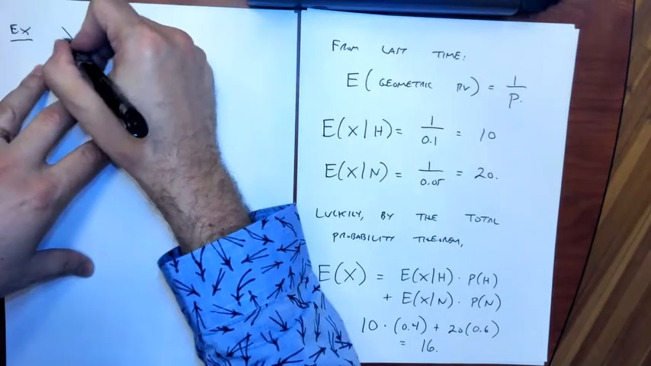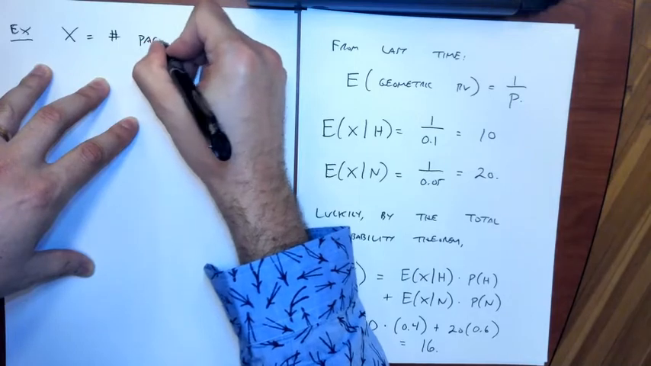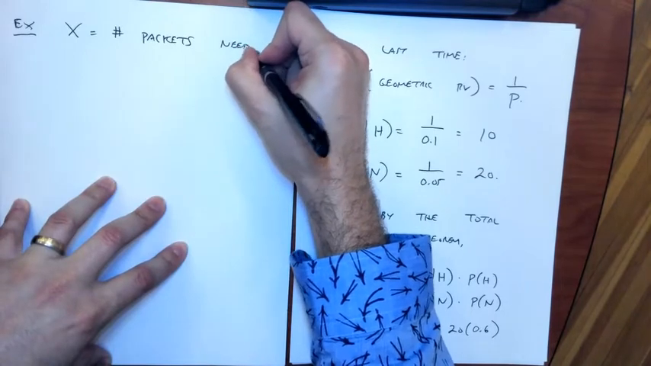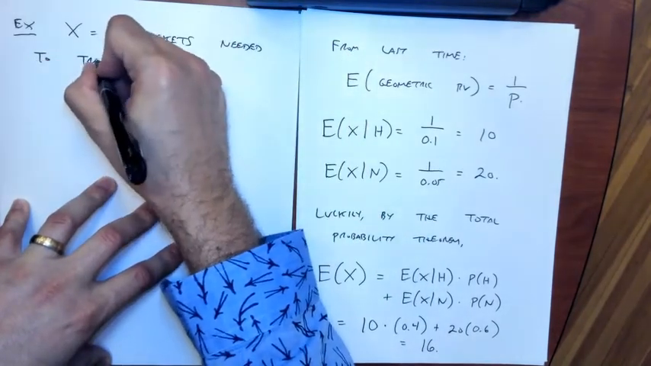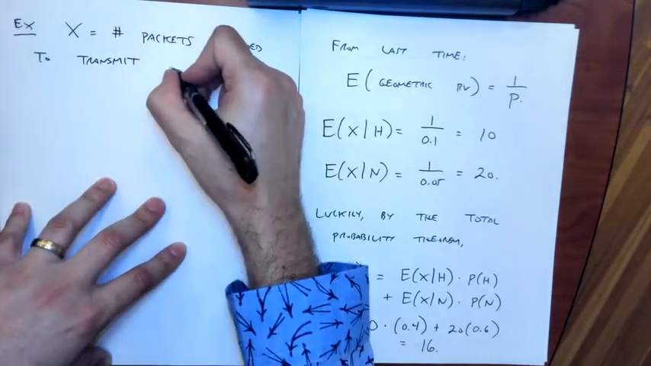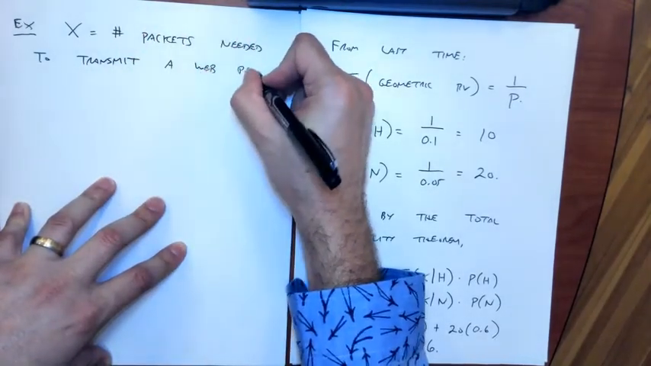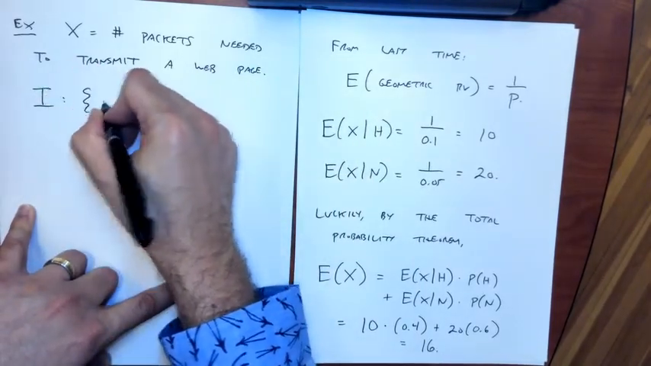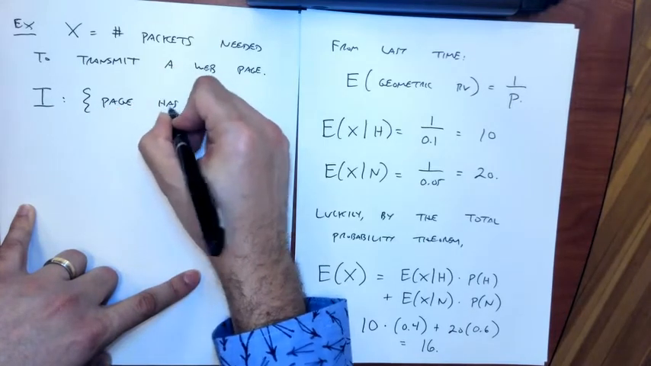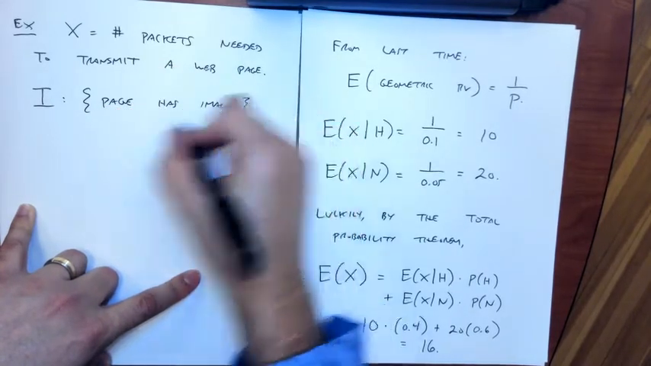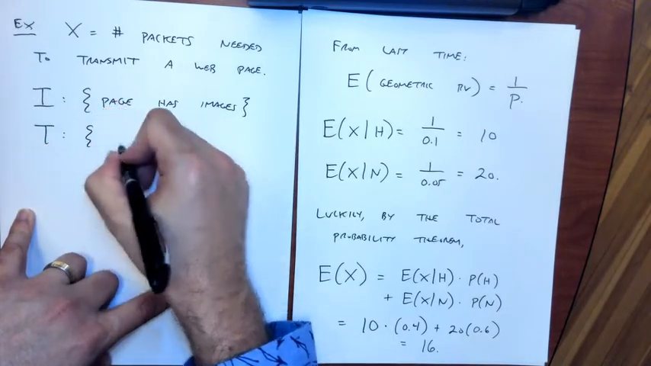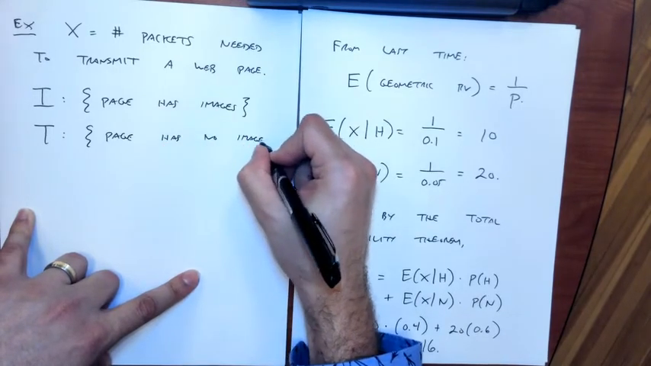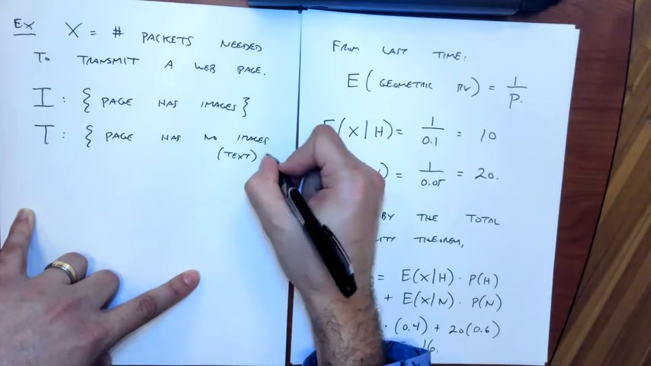So let X be the number of packets that I need to transmit a web page. And let's suppose that I have two possibilities. Either the page has images. I guess that these days every page has images, but what are you going to say? Or the page has no images, just text, okay?